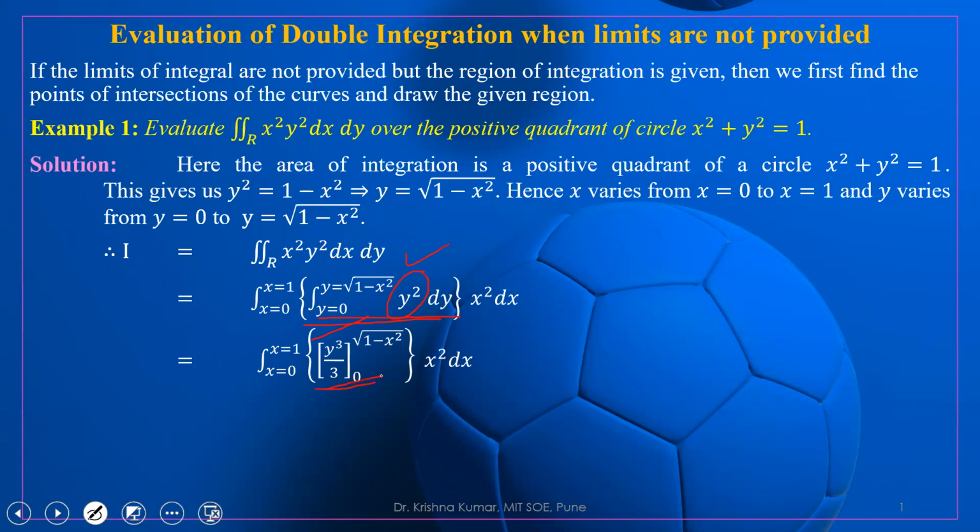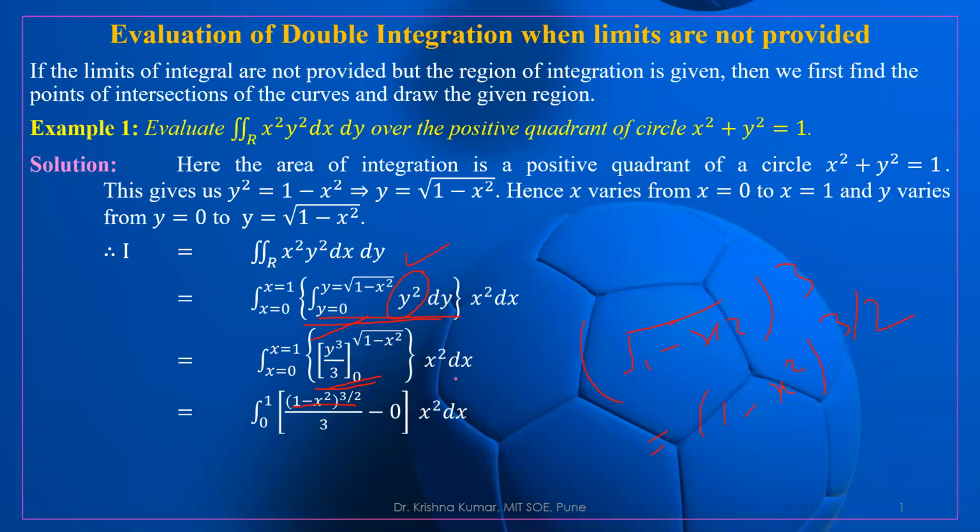Again, let us put the limit over here. If we put the limit 0 to root 1 minus x square, whole to the power 3, now just look here, what is the value of y? y is root over 1 minus x square and whole to the power 3. So how can we write it? 1 minus x square whole to the power 3 by 2. Okay, and if you put the lower limit, what is the lower limit? It is 0. So if you put y equal to 0, ultimately it will become 0.